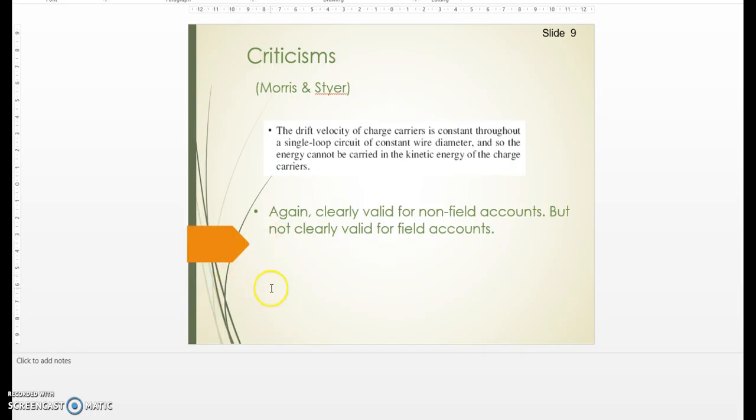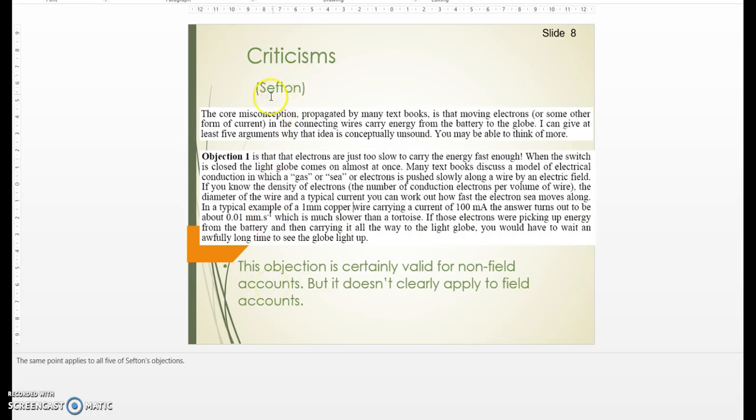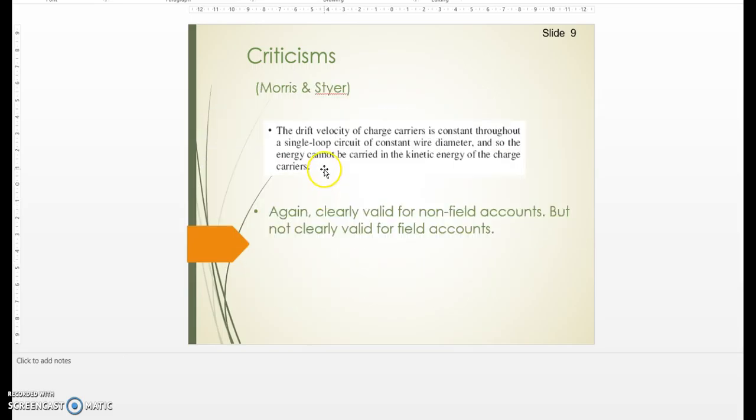So this is not an objection that would apply to a field account. And Sefton lists other objections, but they're all the same. They all apply to non-field accounts, and I don't think that they work against field accounts.